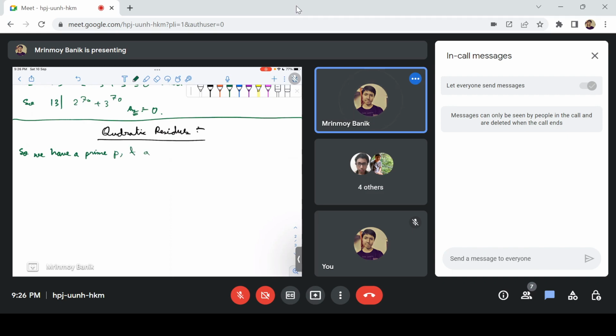and the natural number a, then a square is congruent to x mod p. So if a square is congruent to x mod p, we say x is a quadratic residue modulo p.